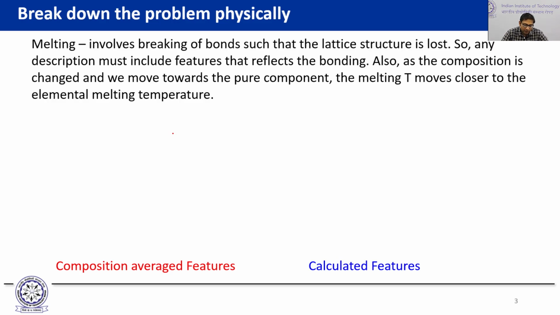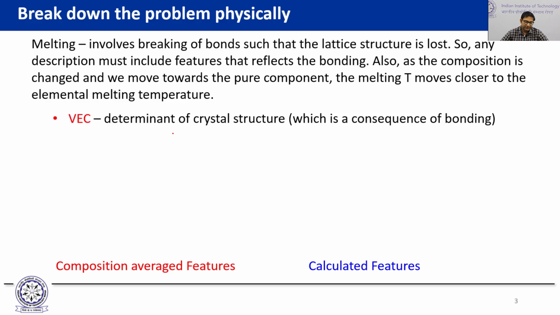Now, if you look at the alloy system and start moving towards the pure component, meaning the basic element, then what you will notice is the melting temperature is going to move closer and closer to the elemental melting temperature, and eventually, instead of having a solidus and a liquidus, you'll have a single melting temperature. So that is the physical picture. So whenever you're setting up machine learning models, try to start with a physical picture of the problem, because it is from the physical picture that you will start getting the insights.